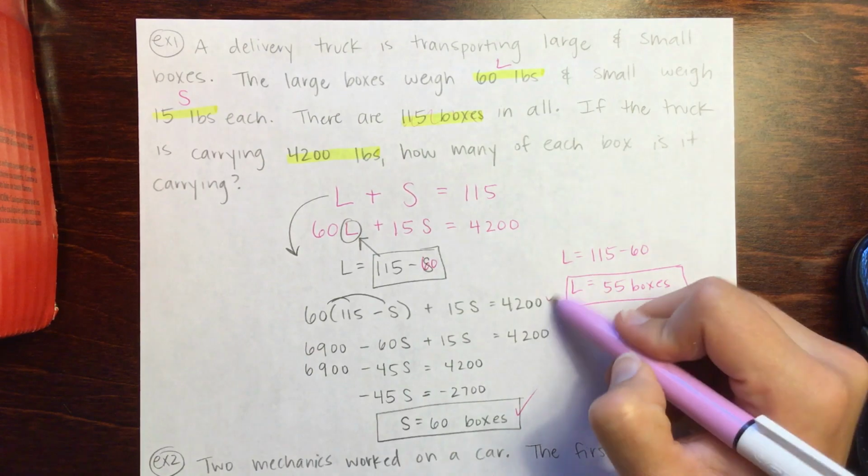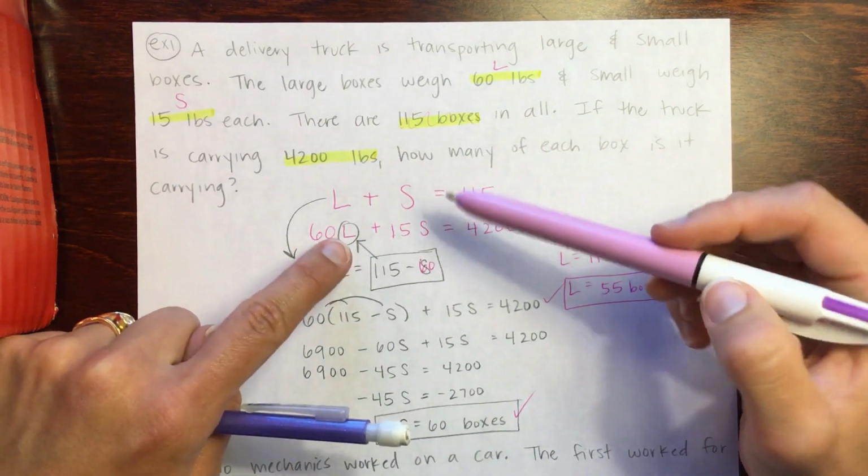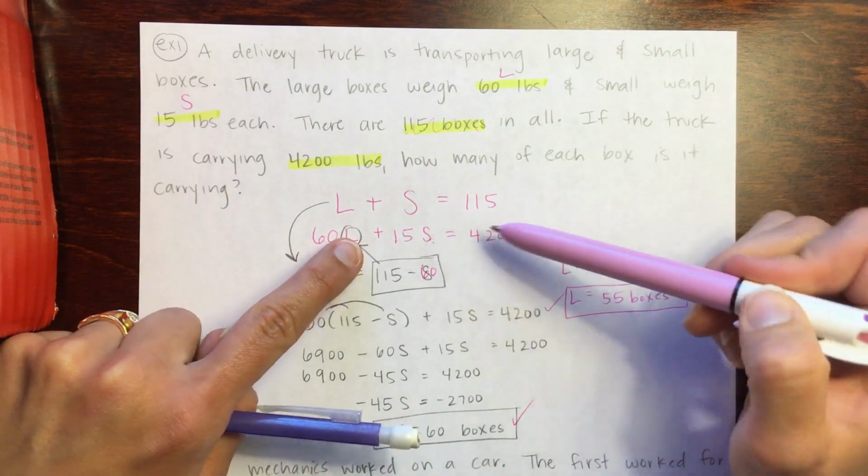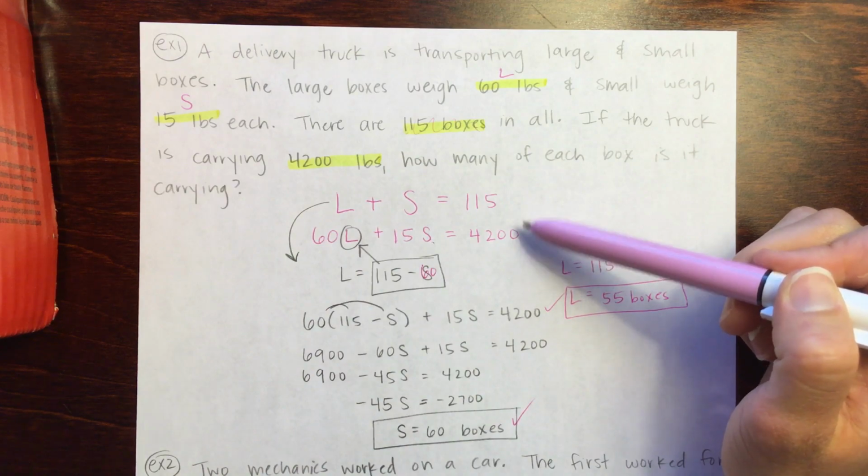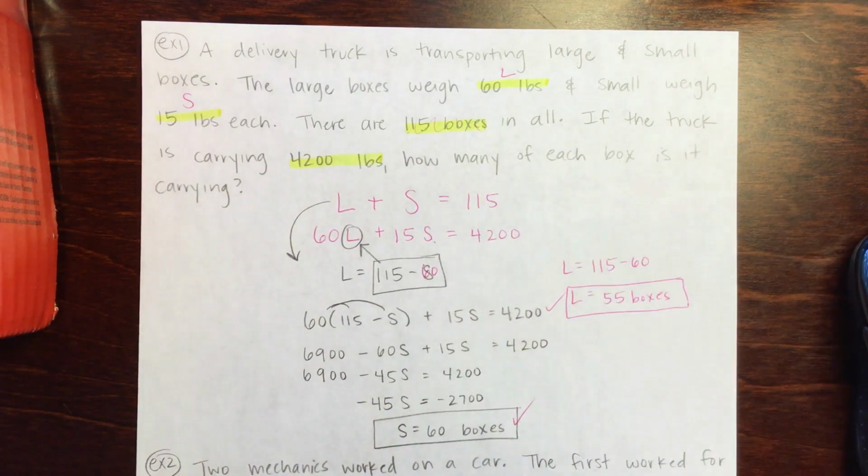So here are my two answers. You can double check and sub them both into the second equation and make sure that it multiplies out correctly, or you can add the two together and make sure that they add to 115.